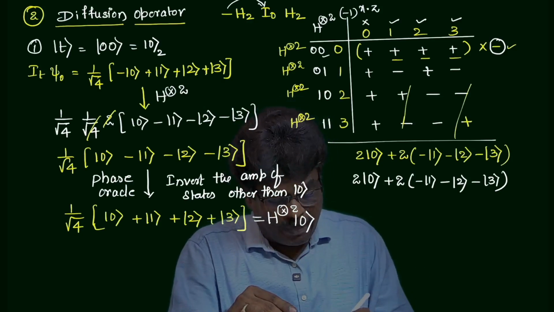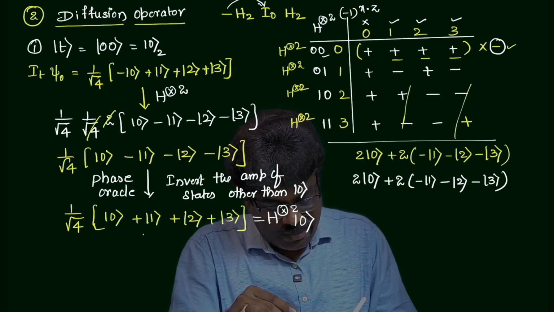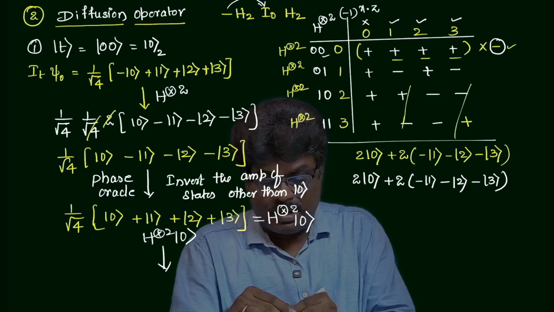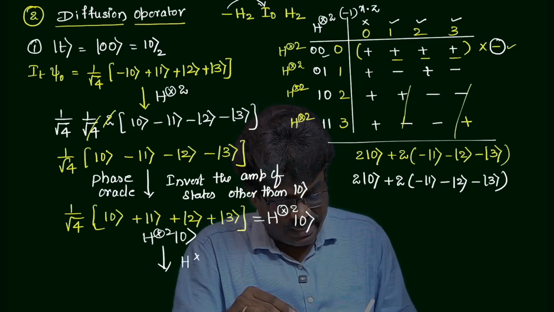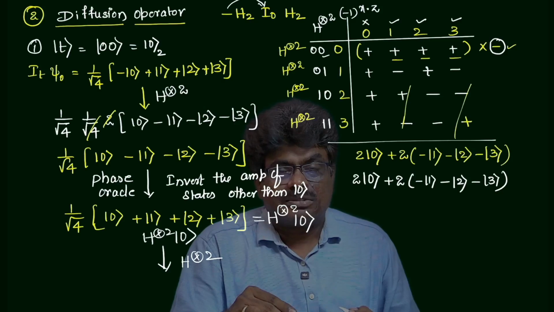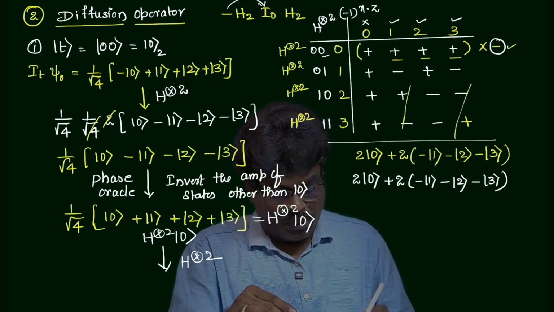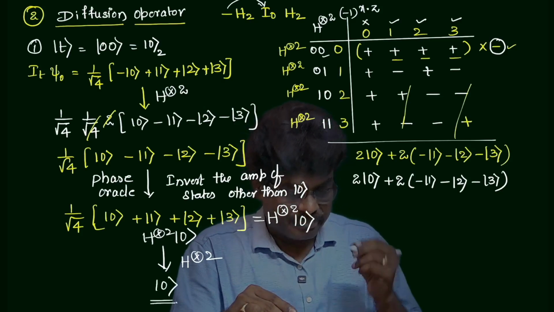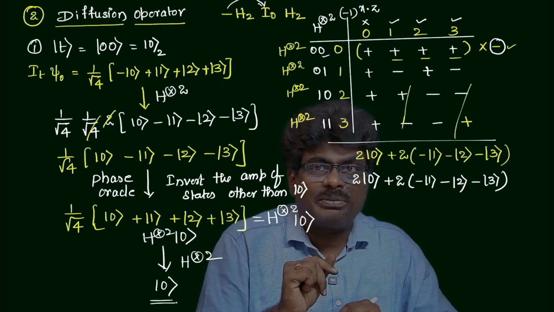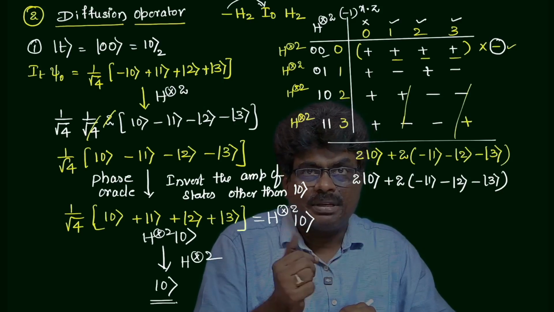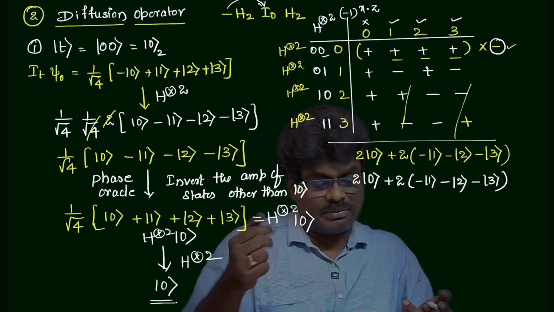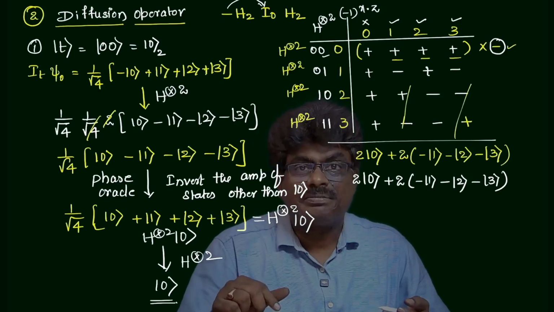Now again you are operating, this is nothing but H tensor 2. Again you are operating on this last one. One more Hadamard operation is there, that is H tensor 2. So the product of these two will give you identity and finally you will get 0. So only one iteration we have done. That's it, because within one iteration we got this answer.